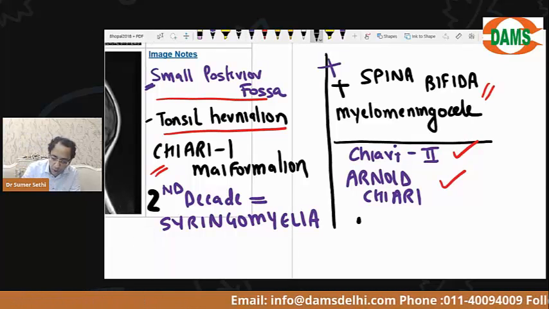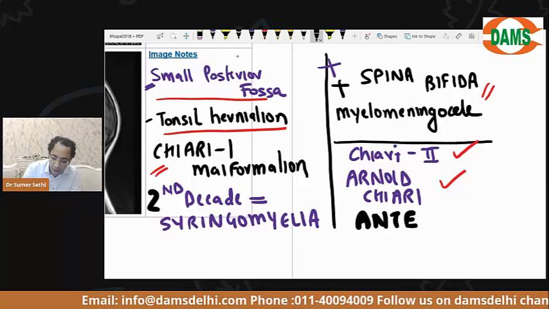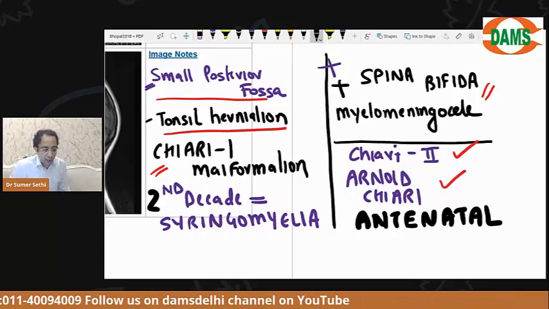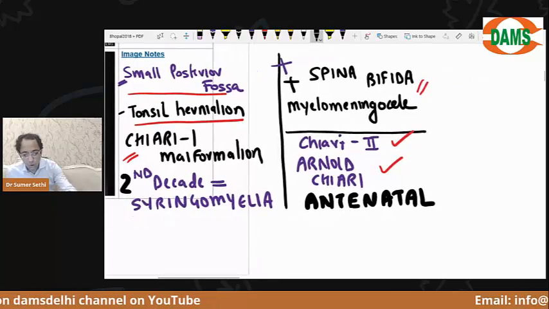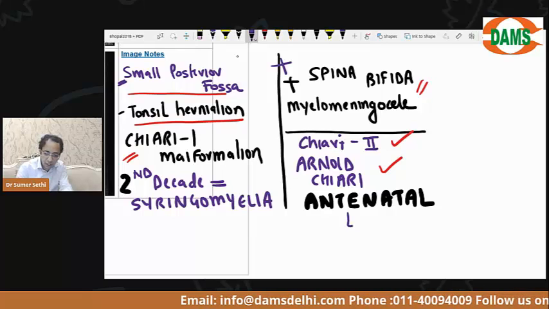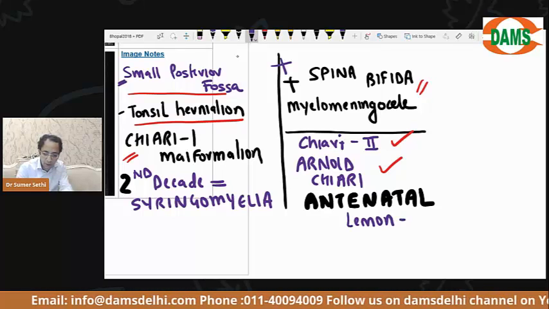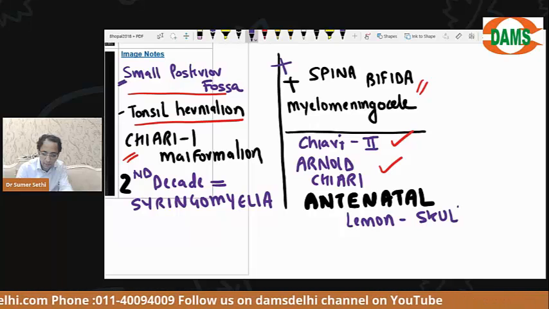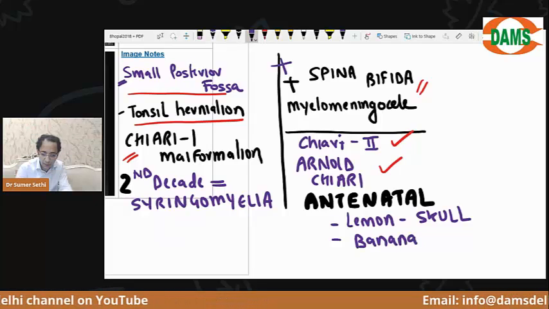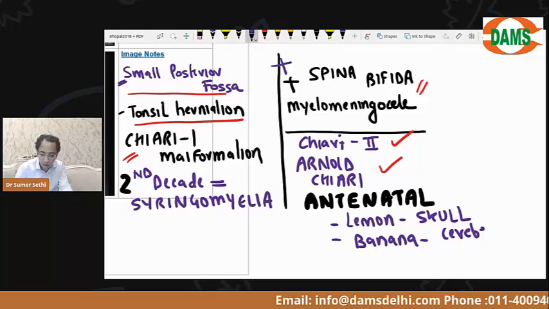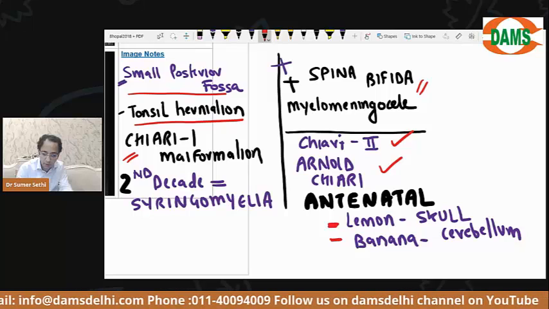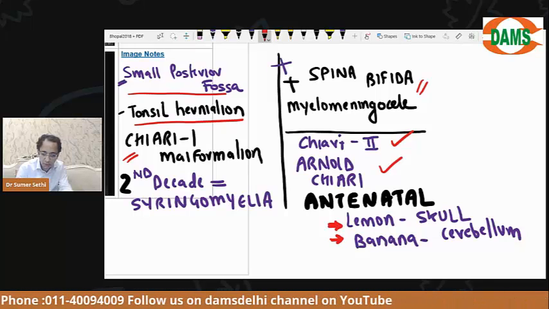Arnold-Chiari malformation, on the other hand, is diagnosed antenatally. On an antenatal ultrasound itself, we are able to diagnose Arnold-Chiari malformation. The signs that we see here are a lemon-shaped deformity of the skull and a banana-shaped deformity of the cerebellum. You will read these two words repeatedly in your OBS classes also. Lemon skull, banana sign. These are indicative of spina bifida.